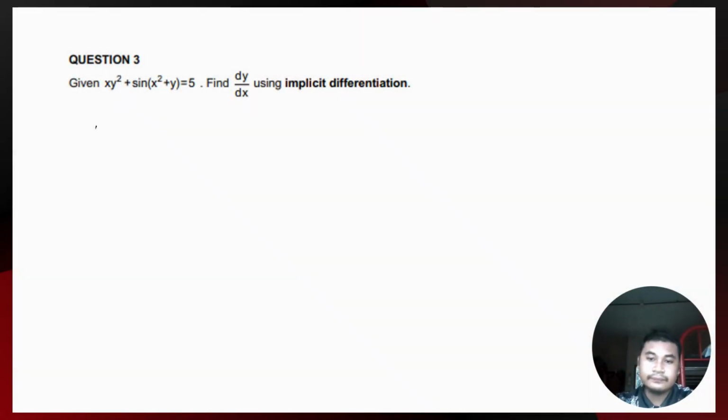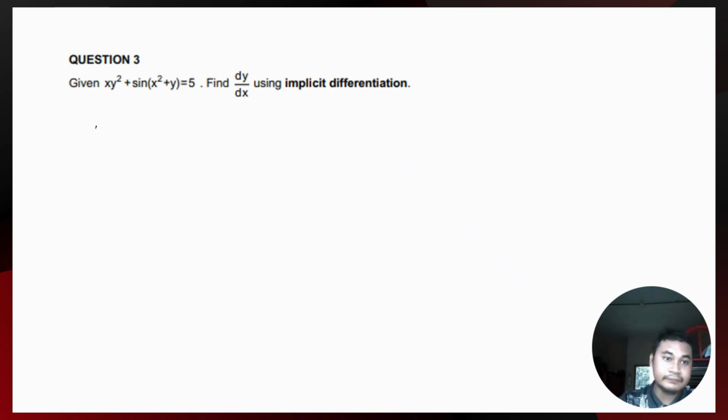Hi, good evening, everyone. My name is Muhammad from Libya, and today we will be answering the third question from the second assessment of MA1. The question is: given y squared plus sine of x squared plus y equals 5, find dy over dx using implicit differentiation.